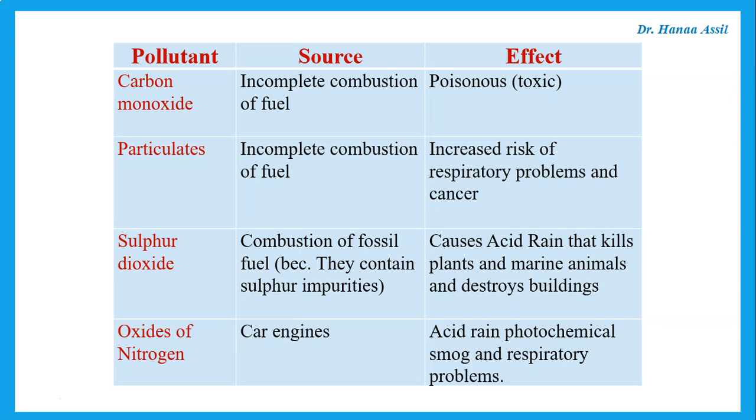Sulfur dioxide is obtained from combustion of fossil fuels because they have some sulfur impurities. Oxides of nitrogen are formed in car engines. Both of these cause acid rain, and you should know that the effects of acid rain is it kills plants and marine life.